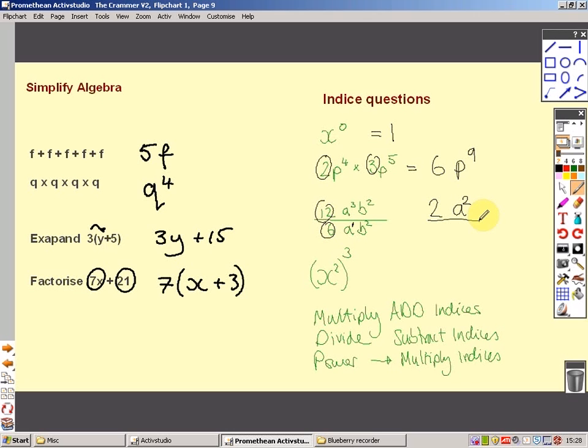That's your answer. This is a power question. That's x squared, all cubed. So it's x squared times x squared times x squared. When we do that, we add the powers. 2 add 2 is 4, add 2 is 6, equals x to the power 6. We could have just done 2 times 3 is 6. When it's a power question with indices, we multiply the indices.